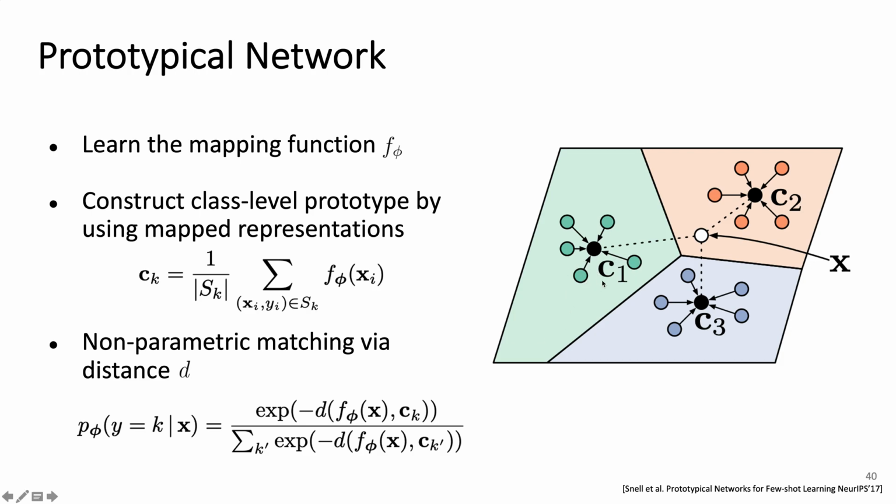Here is one example. In C1, we have 5 representation images, and we calculate the mean value of C1, then the mean value of C2, and for C3 we also calculate the mean value of C3. Thus, when a new image X comes in, it can be compared with C1, C2, and C3 using some distance measure, such as cosine similarity. Using this, we can find the most similar prototype, and this prototype represents one class. So this is used for the classification.